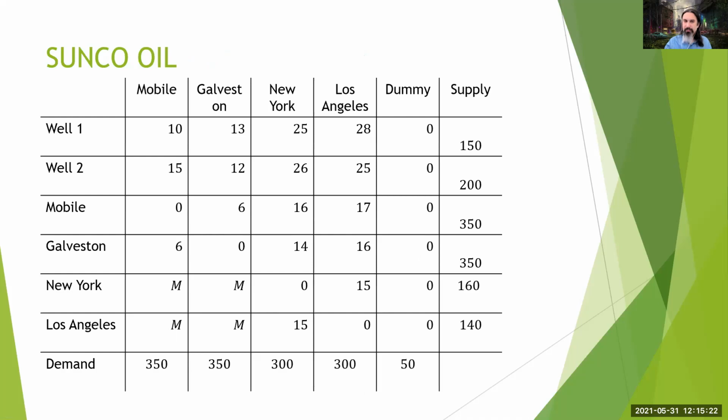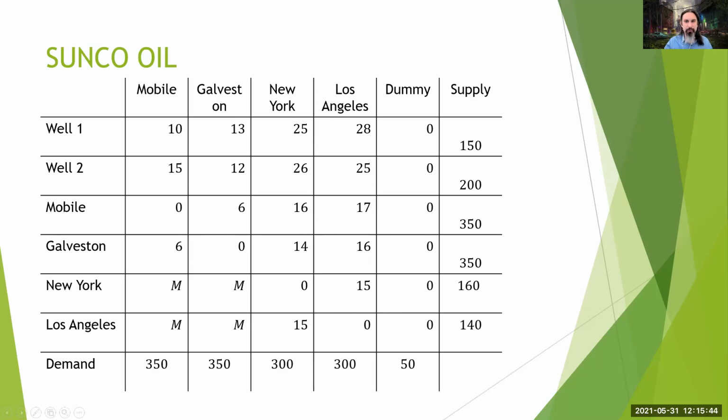And from here, this is the Sunco oil question. Now, here some things are different. With the Sunco oil, New York and Los Angeles cannot send to Mobile or Galveston. So these are M values, but New York and Los Angeles can send to each other. So as you can see, New York and Los Angeles are actually demand points, but they can send to each other.